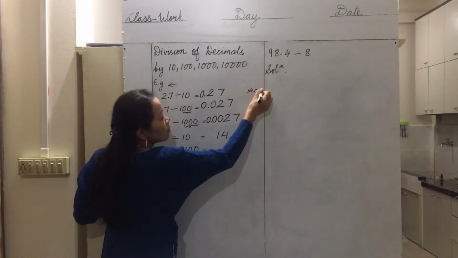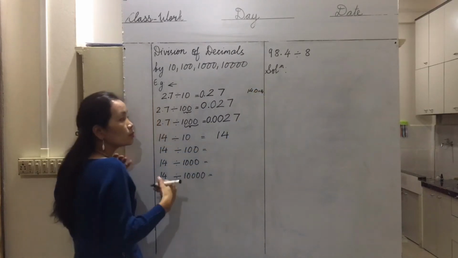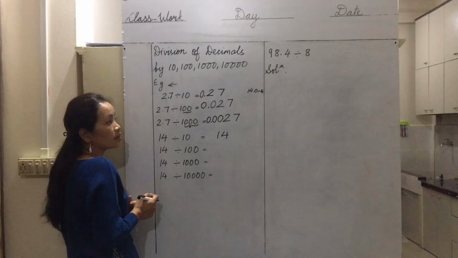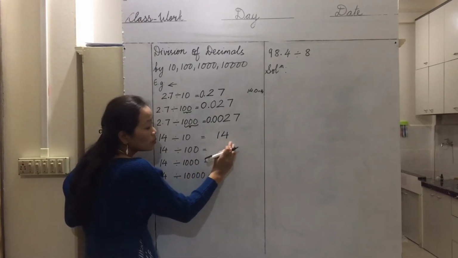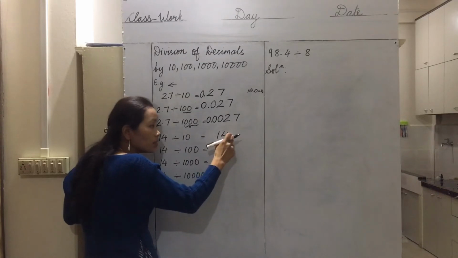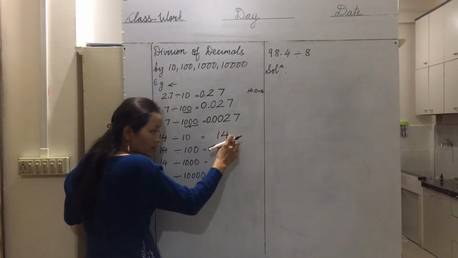14.0 is the same as 14. There is an invisible decimal point after the last digit, right?